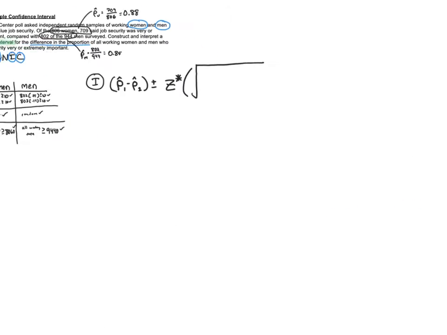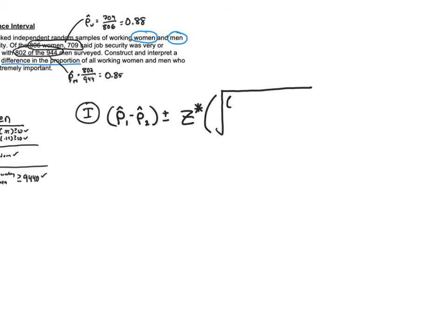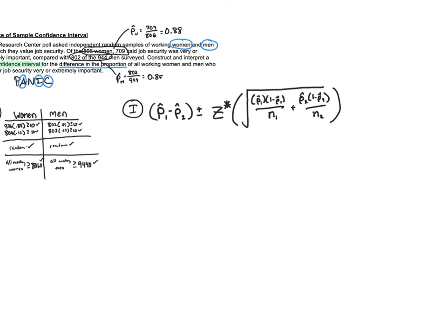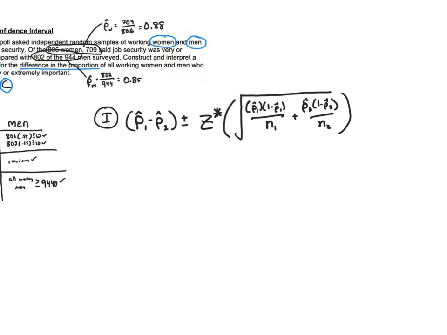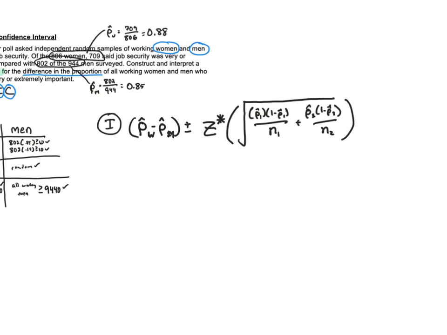So let's come back to this right here. And we have P hat 1 times 1 minus P hat 1 all over N1 plus P hat 2 times 1 minus P hat 2 over N2. So there's your generic formula if you want it. Okay. Let's start putting numbers in there. I'm going to go, instead of 1 and 2, I'm going to go women and men. I'm going to just leave that order as is.